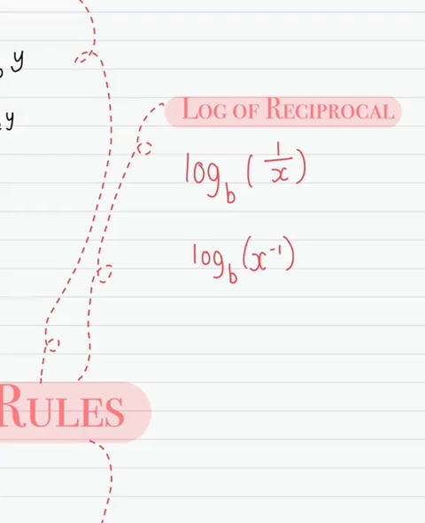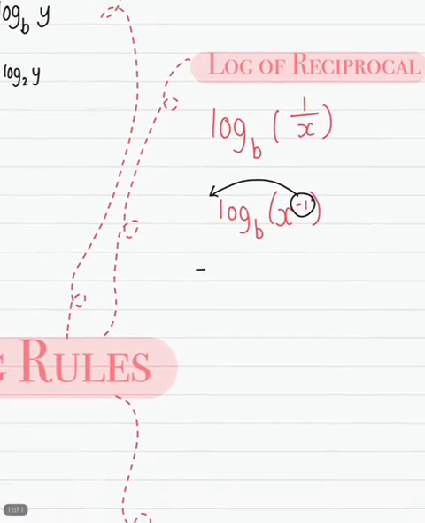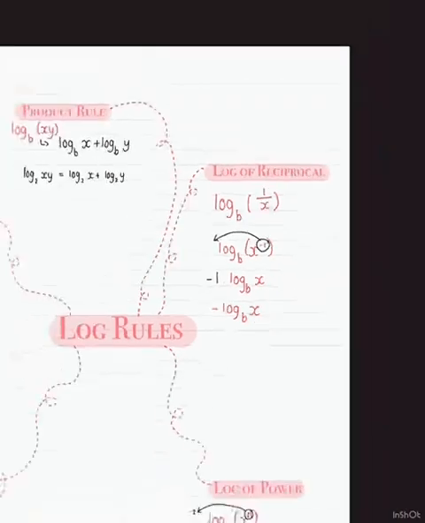Then from there, we have to remember this is now the power rule. So whatever number is the exponent comes in front. So it's technically negative 1 multiplied by log b x, which is the same as saying negative log b x. And remember, this 1 needs to fall away. Alright, and that there is all our log rules.